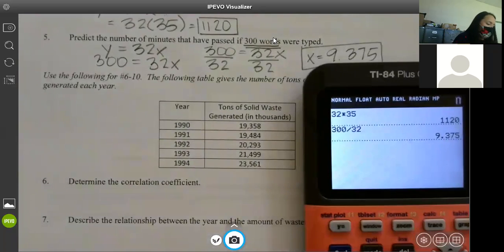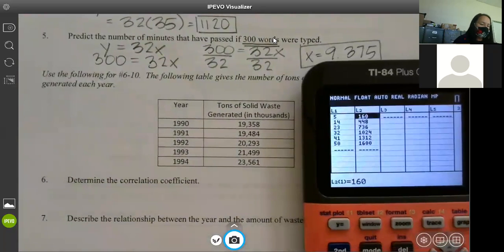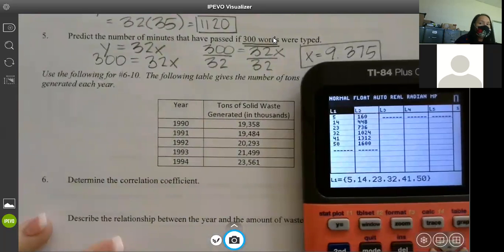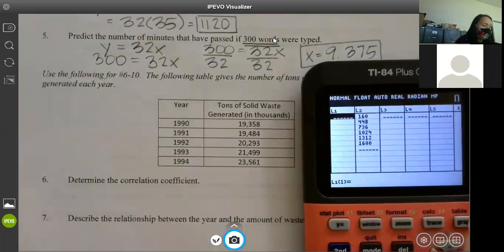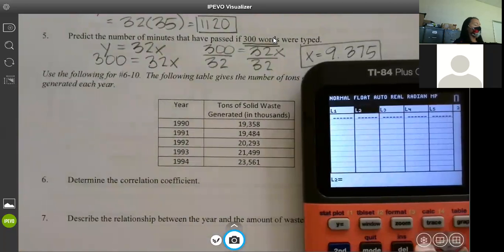So I'm going to go back to stat and edit. And Ms. Walter said yesterday she likes to clear hers. Don't delete it, clear it. Go up to L2 and actually hit clear. Or go up to L1, hit clear, and then hit enter, and it will make it actually clear. Okay, do not hit delete. So go up to L1, hit clear, and hit enter.